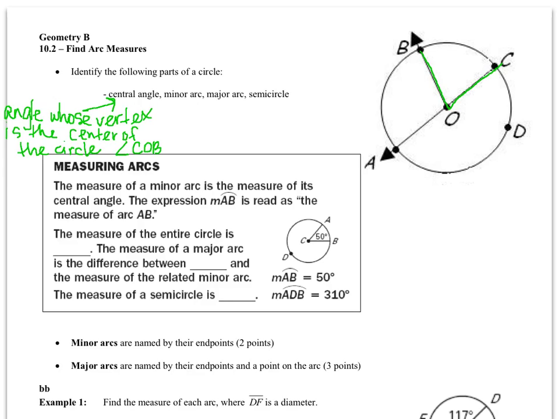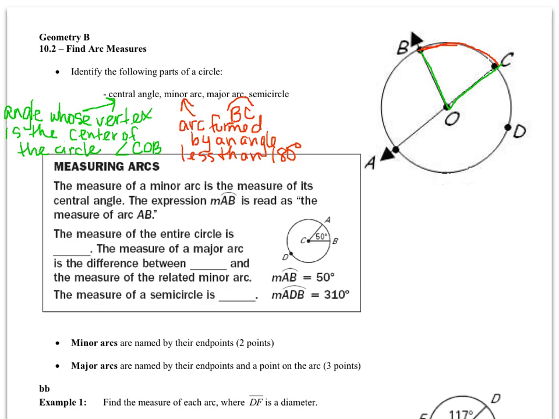The next one, a minor arc. A minor arc is an arc formed by an angle that's less than 180 degrees. So if you look, this angle right here, that's less than 180 degrees. So this arc along the outside of the circle, that would be called a minor arc. So this in red is a minor arc. And we could label that arc BC.